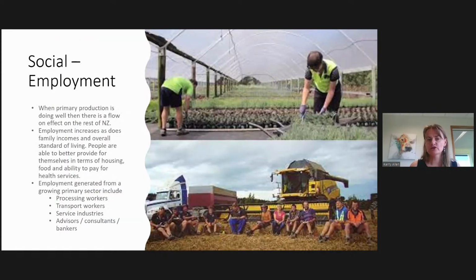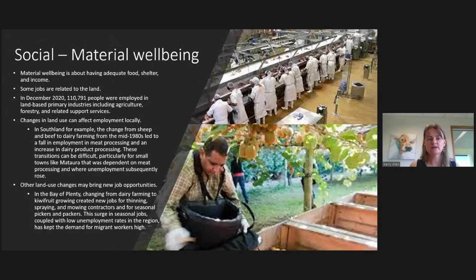Now, the big one for us socially is good employment. And as we said earlier, 45,000 people are employed in the dairy industry. So we have a lot of people employed in the primary industries right across the sector. They could be working on farm, but they could be working in the secondary sector, so processing, transport, in the service industry, consultants, etc. So it ensures that we can live well. It gives us a good standard of living. Our whole economy and our social employment is based on the primary industries. And because of that, we have adequate food and shelter and income.